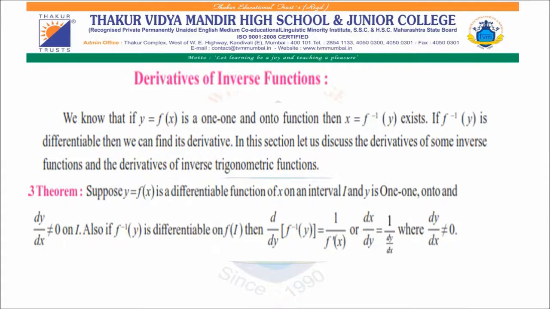See the theorem. Suppose y equals f of x is a differentiable function of x on an interval I, and y is one-one onto, and dy by dx is not equal to 0 on I. Also, if f inverse of y is differentiable on f of I, then d by dy of f inverse of y equals 1 by f dash x, or dx by dy equals 1 by dy by dx, where dy by dx is not equal to 0.